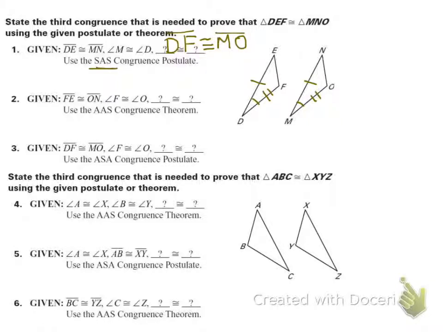So let's clear that off. Go to our next one. Now we're looking at angle, angle, side. So we have FE and ON are congruent, and then angle F is congruent to angle O. So we need angle, angle, side. And as we looked at before, that's when the side is not between the two angles. So if I went from one angle to another, I would not be on that congruent side. So if I chose D and M, that's where the congruent sides are not between the angles. So angle D congruent to angle M would give us angle, angle, side.